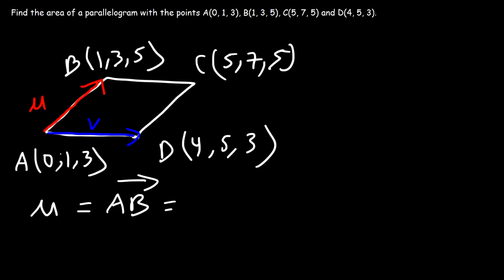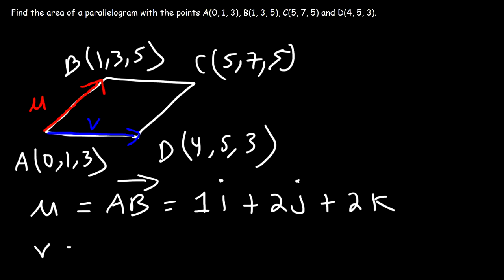Now going from A to B, the x value increases by 1 as we go from 0 to 1. So that's going to be 1i. Next, if we look at the difference in the y values going from 1 to 3, that's an increase of 2. So it's going to be 2j. And then comparing the z values, 3 to 5, or 5 minus 3, that's a change of 2, so 2k.